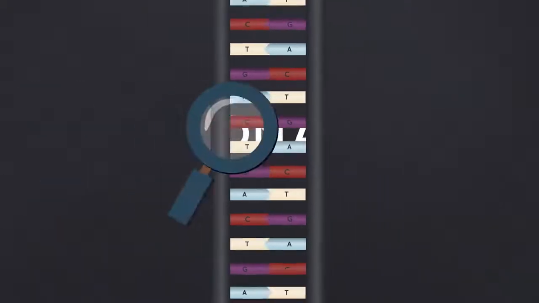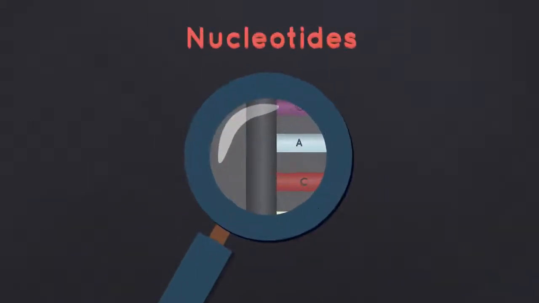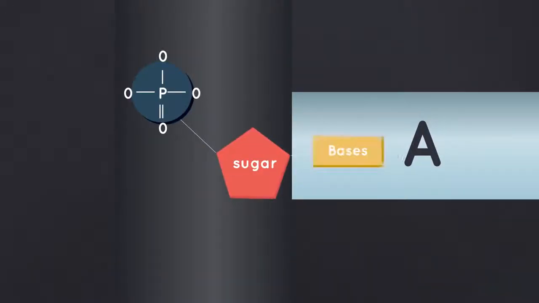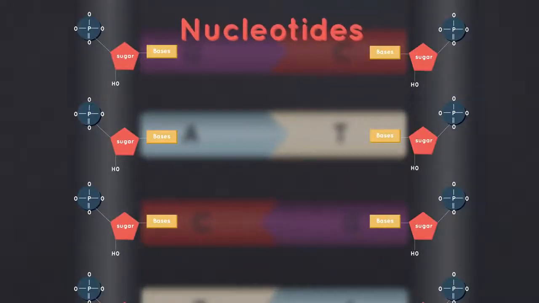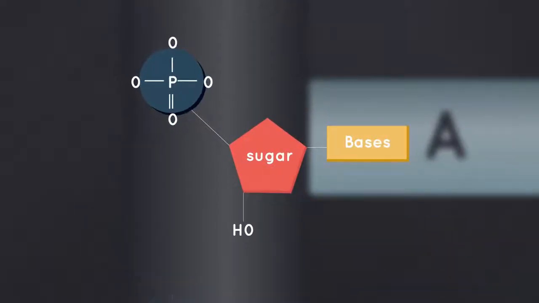DNA is made up of lots of molecules called nucleotides. DNA is a polymer because it is a large molecule composed of repeated subunits, the nucleotides. Each nucleotide contains a phosphate group, a sugar group, and a nitrogen base.